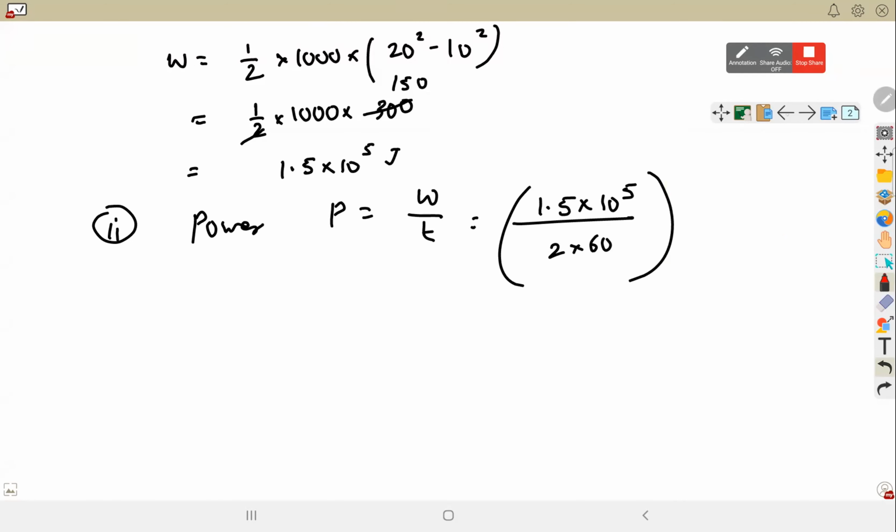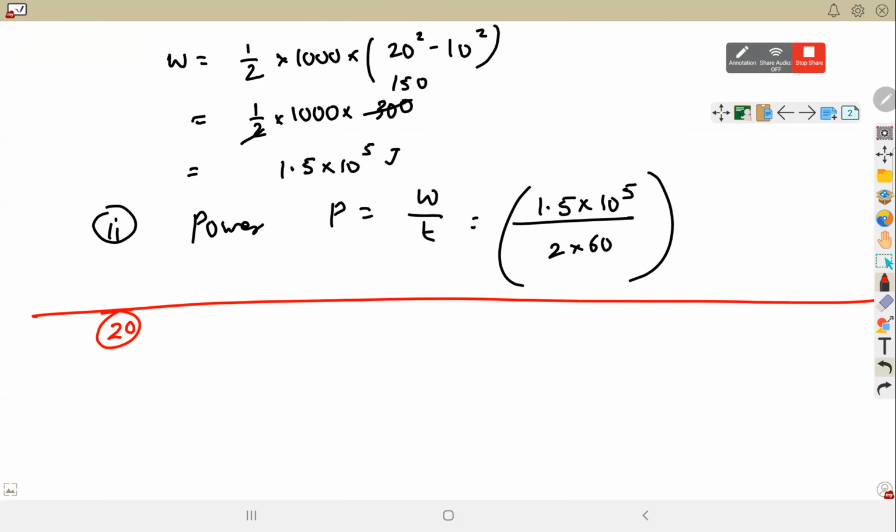Question number 20. Whose doubt is 20? Okay. How much work is needed to be done on a ball of mass 50 gram to give it a momentum of 5 kg meter per second? Initially it is at rest, and finally it acquires some velocity, due to which it has the momentum of 5 kg meter per second.